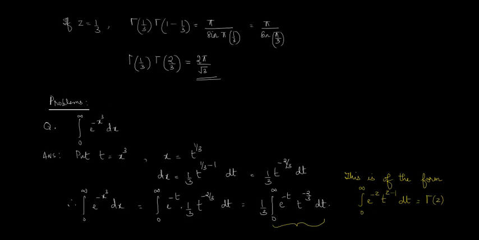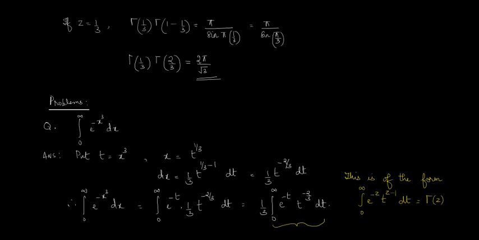Now when you put t equal to x cube, your x can be written as t raised to 1 by 3. Then your dx becomes 1 by 3 t raised to 1 by 3 minus 1 dt. So you totally change the variables from x to t. Then your integral looks like this. You take this 1 by 3 outside. So what do you have with yourself? 1 by 3 integral 0 to infinity e raised to minus t, t raised to minus 2 by 3 dt.